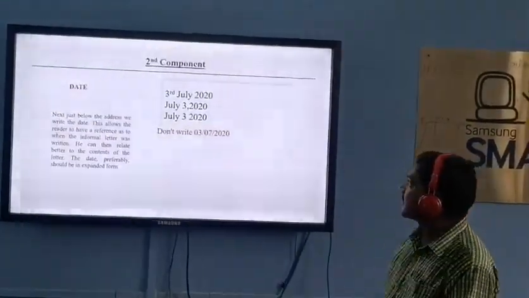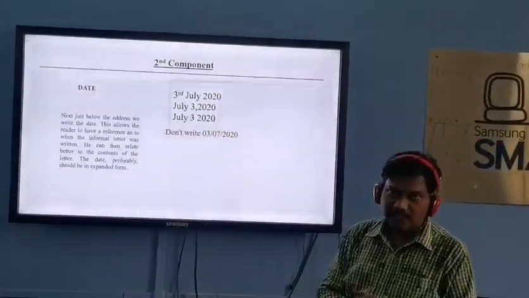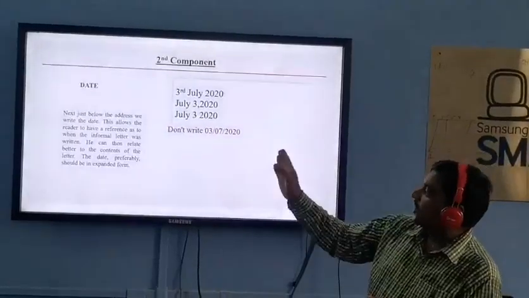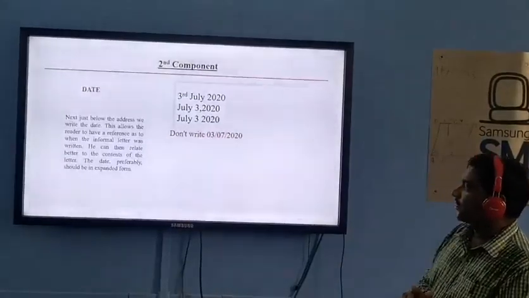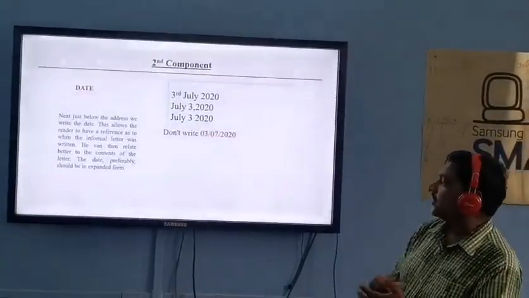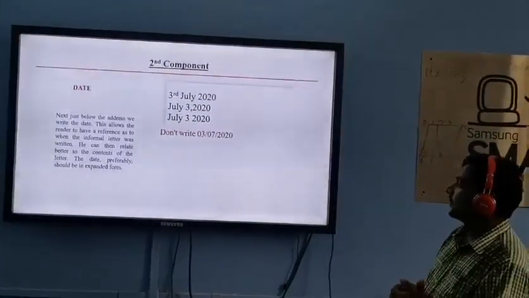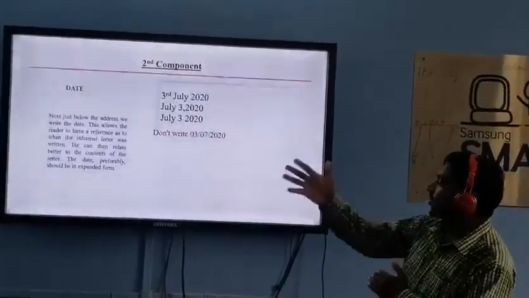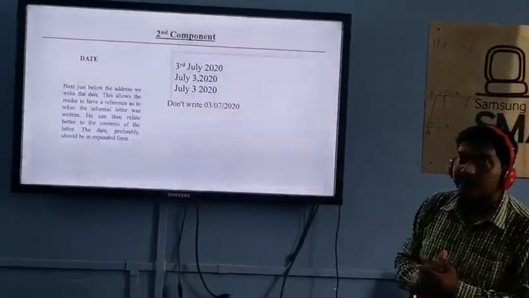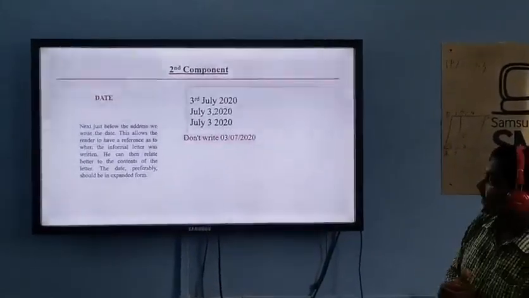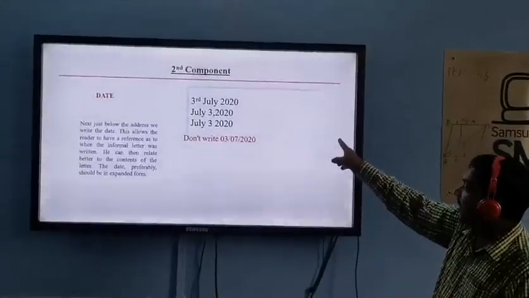The second component of an informal letter is the date. This is also very important. Just below the address, we write the date, and this allows the reader to have a reference as to when the informal letter was written. He can then relate better to the contents of the letter. The date preferably should be in expanded form. For example, if the date is 3rd July, how shall you write?